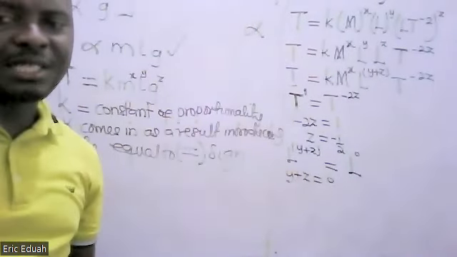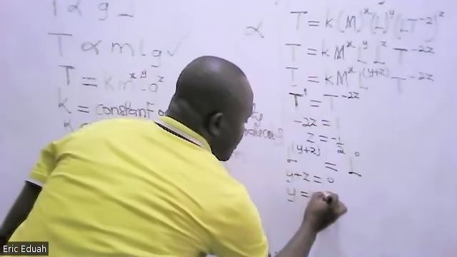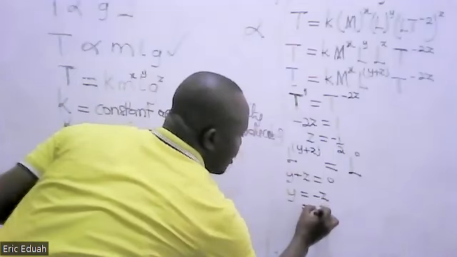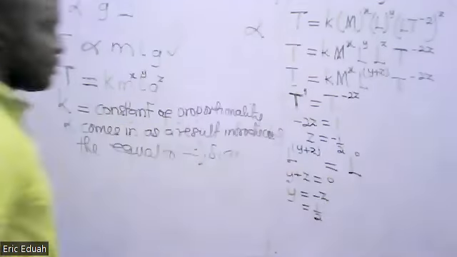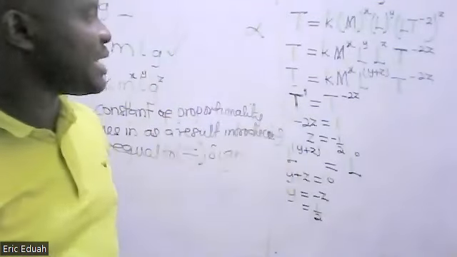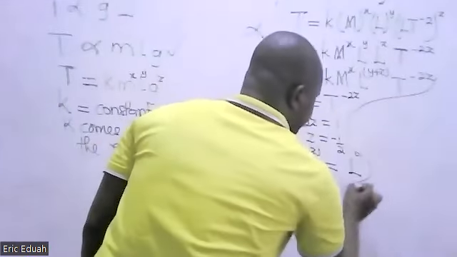But once we have z, we can easily find y, isn't it? What do you think will be the value of y? Negative half. Positive half. Good. So we found that y. We are left with x to go. So let's look at how we can find x too.